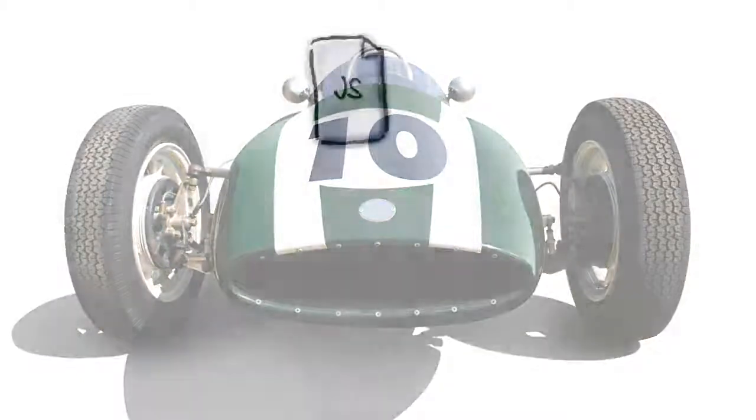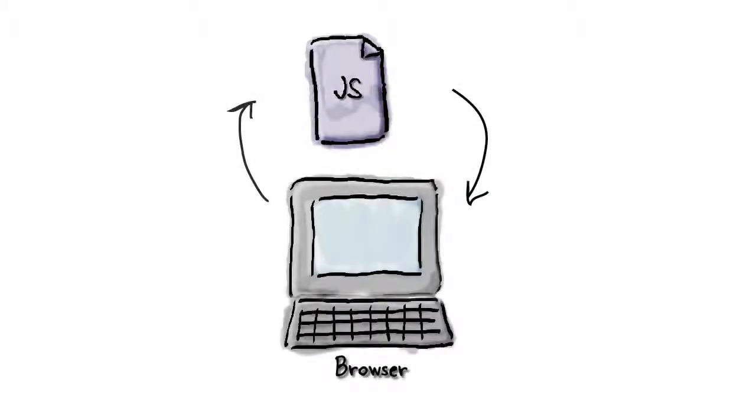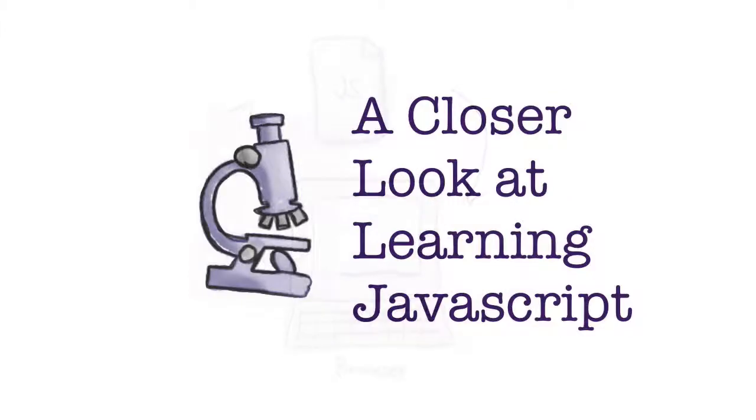Now, another thing that is unique about JavaScript is that it runs in an environment. What environment? Well, the browser, of course. And so to learn JavaScript, you're actually learning two things: the core language and how to make use of the environment supplied by the browser. Let's take a closer look at what that means.